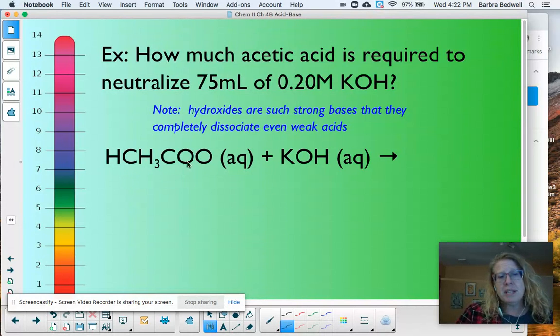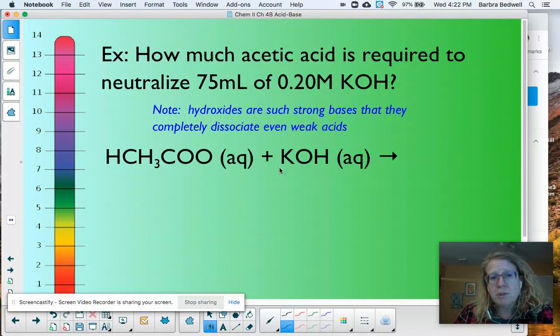So again, here's the case. This is vinegar, acetic acid, and it's reacting with potassium hydroxide. This is that case that I mentioned earlier. Vinegar is technically a weak acid, but potassium hydroxide is such a strong base that it will cause complete ionization of this. So our net ionic equation is still going to work out the same way we want it.